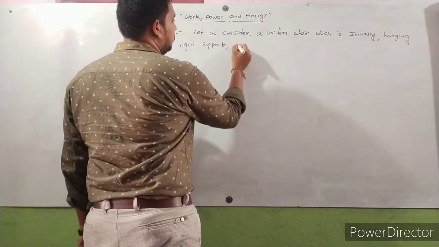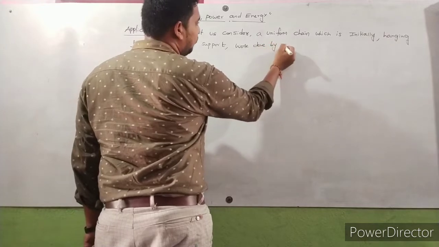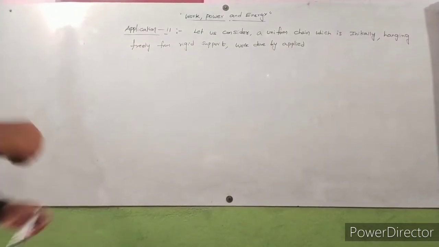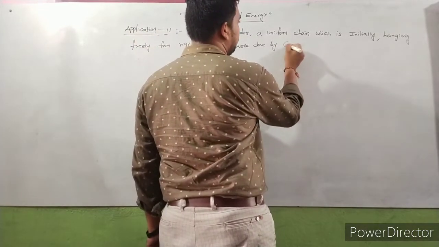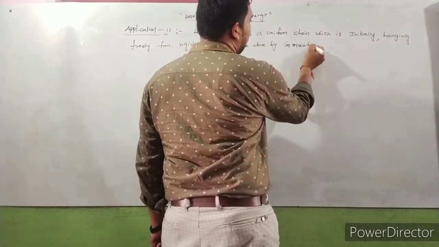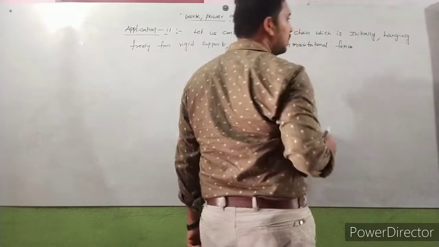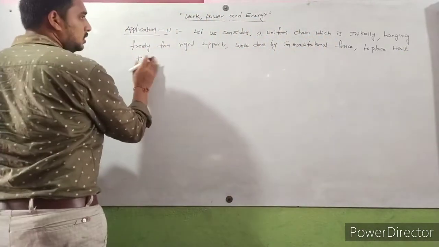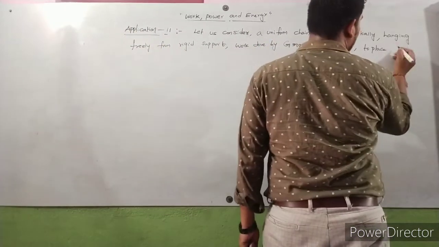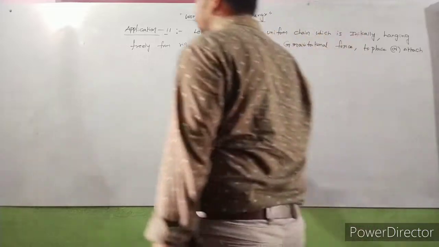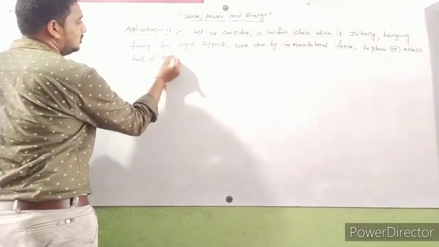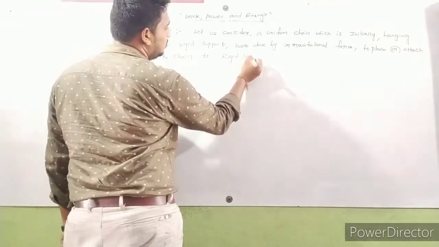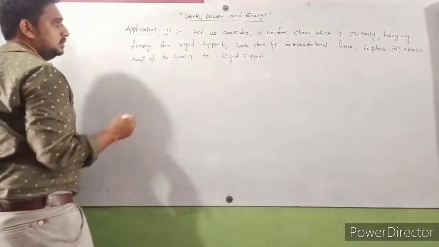So work done by applied force. Right, work done by gravitational force to place or attach half of the chain to the rigid support. So that we need to find.